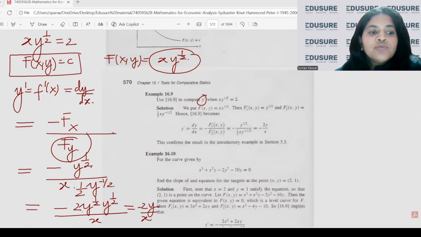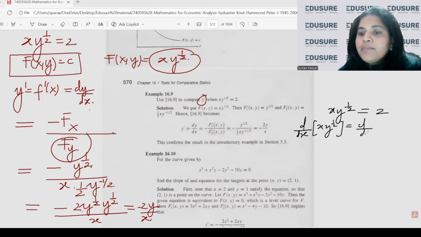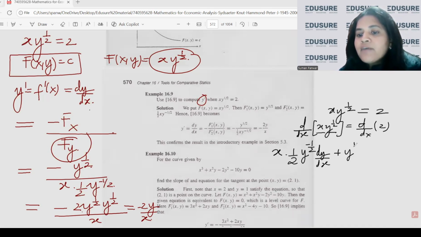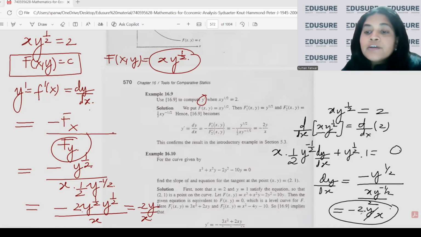And if you want to verify this using your previous knowledge, we have x into y power half equal to 2, so differentiate both sides with respect to x. So this is going to be d/dx of this. Then use the product rule. So x into the derivative of y power half, which is half y power minus half dy/dx, plus y power half into 1, and this is 0. So dy/dx will be minus y power half upon x y power minus half upon 2. So we are again going to get minus 2y by x. That is the beauty of the chain rule of derivatives for a function of several variables.